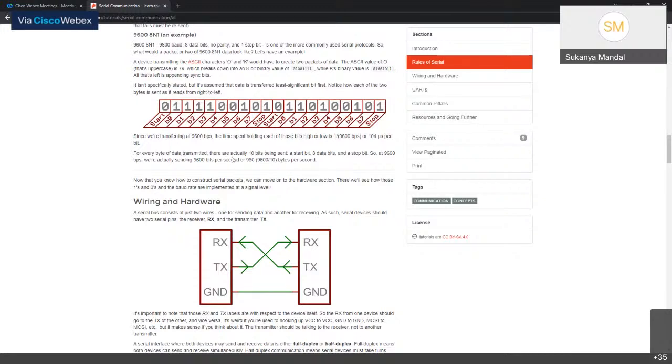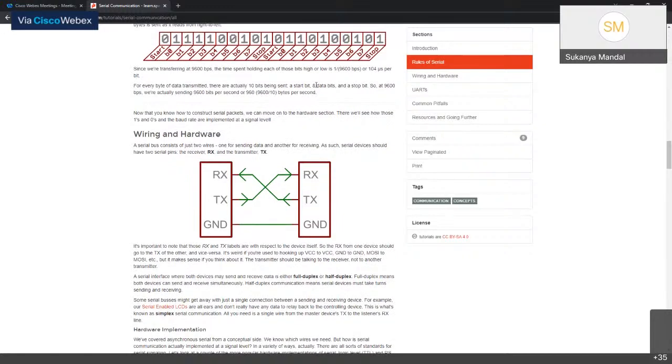For every byte of data transmitted, there are actually 10 bits being sent: a start bit, 8 data bits, and a stop bit. So at 9600 baud rate or BPS, we actually send 9600 bits per second, or 960 bytes per second. So 8 data bits plus 2 synchronization bits, which are a start bit and a stop bit, make 10 bits. So we are basically sending 960 bytes per second, which is 9600 divided by 8 plus 2, 10.